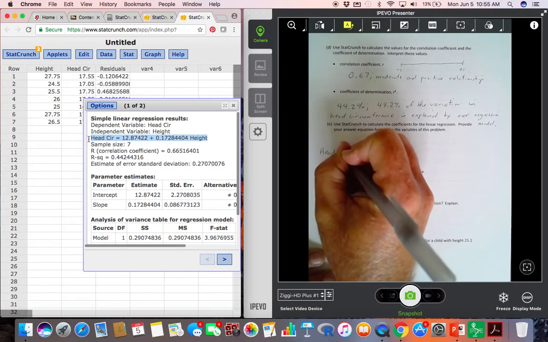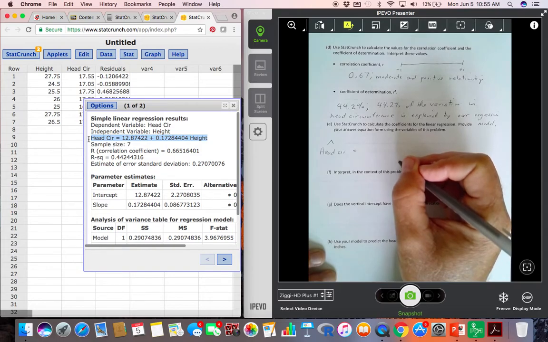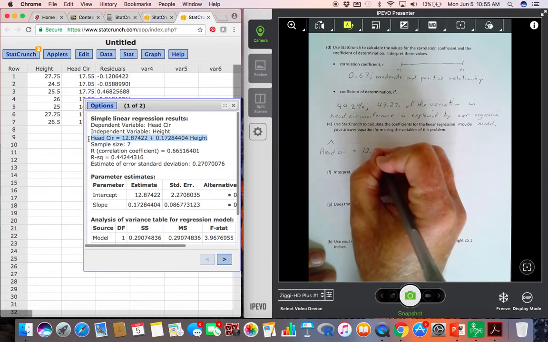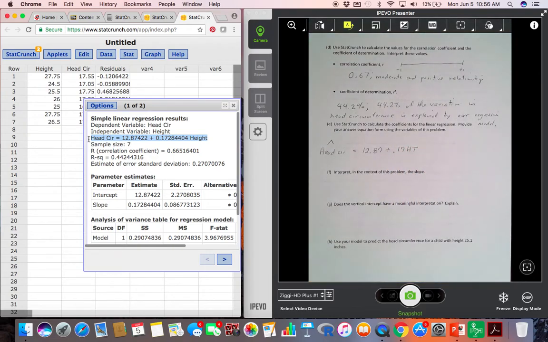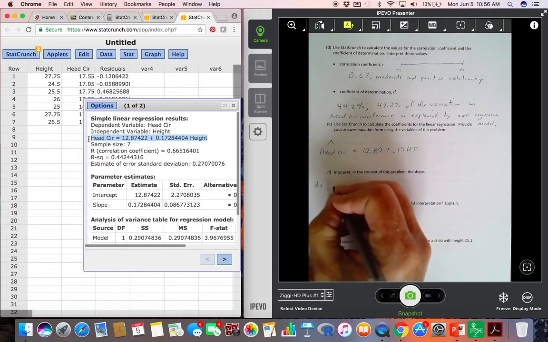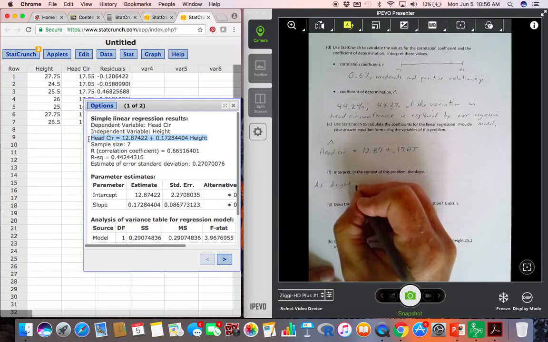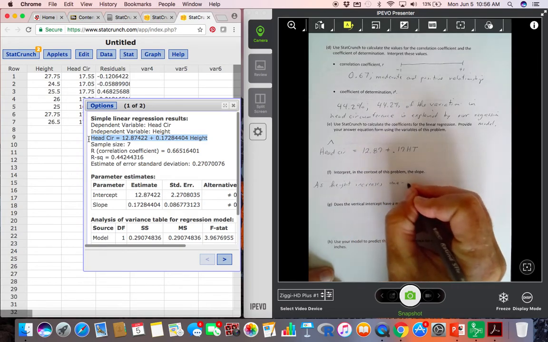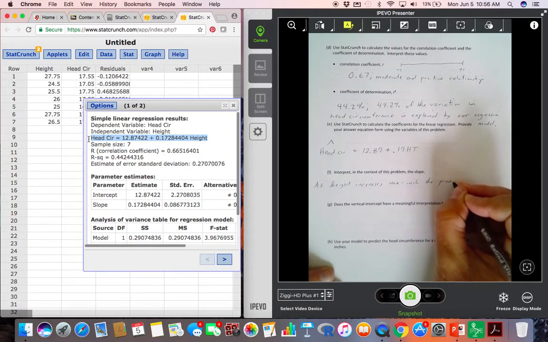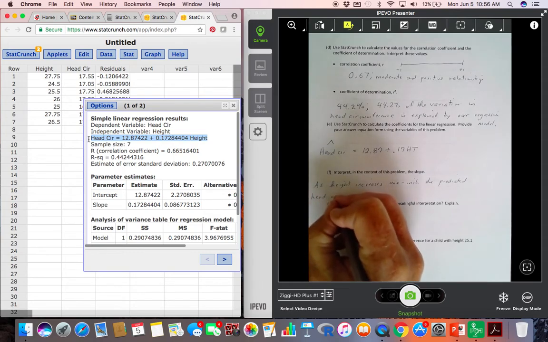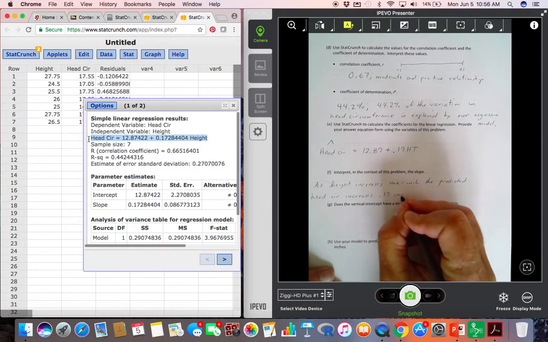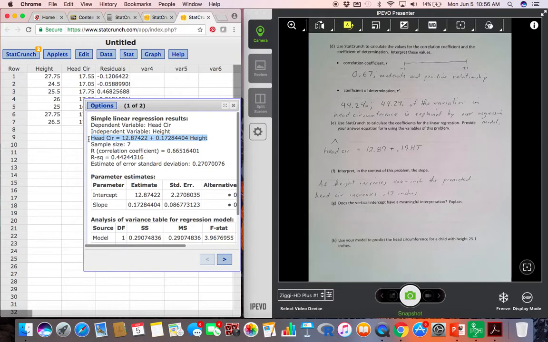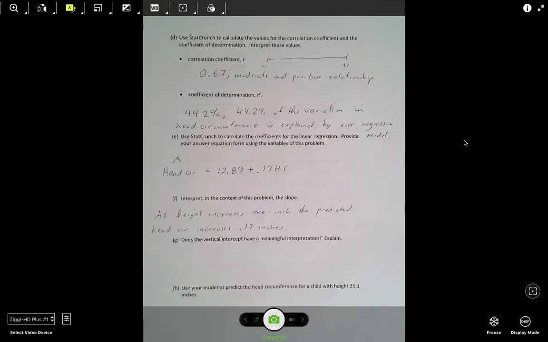So we would have that the predicted head circumference can be calculated by taking 12.87 plus 0.17 times the kid's height. Interpret in the context of the problem the slope: as x, which in this case is height, increases 1 inch, the predicted head circumference increases, because this is positive, 0.17 inches. Makes this a little bit larger for you.